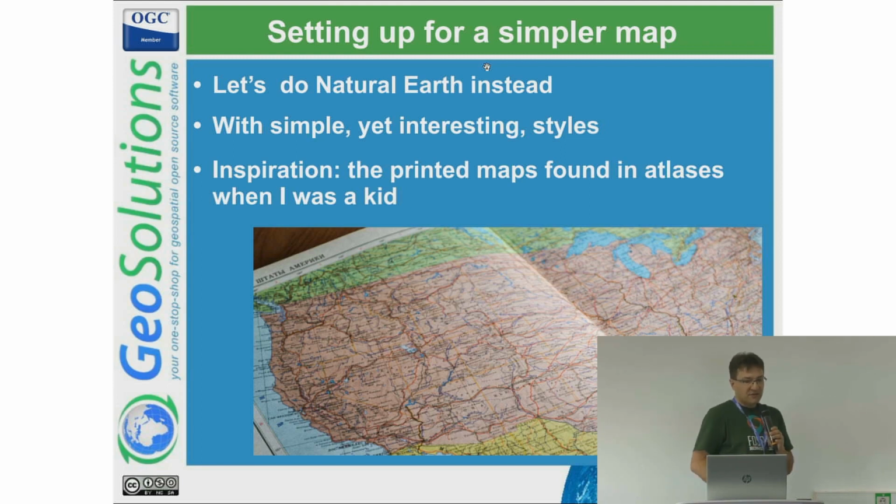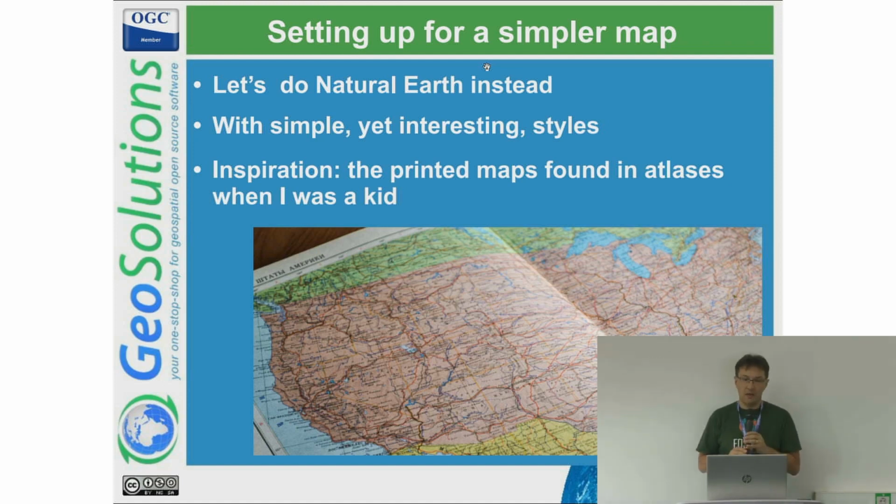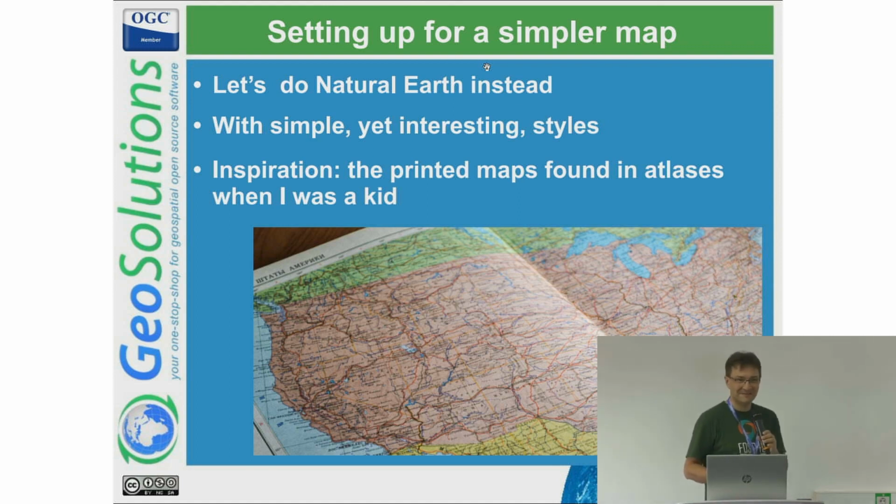So I set up for a simpler map. I decided to do Natural Earth because it's another simple dataset that it's easy to download. I wanted to have simple yet interesting styles, so a page full of CSS, not more. I didn't want to have hundreds of lines of CSS in the styles, but stuff that was much more compact. And for the inspiration, I took the printed maps that I found in the atlases when I was a kid, when, you know, GIS was not a thing.